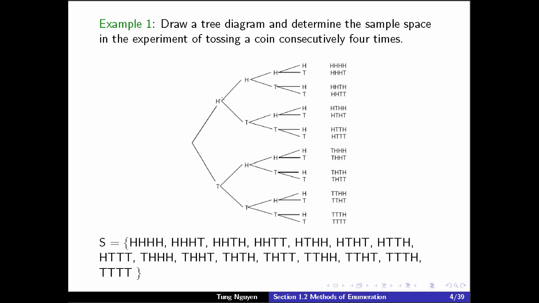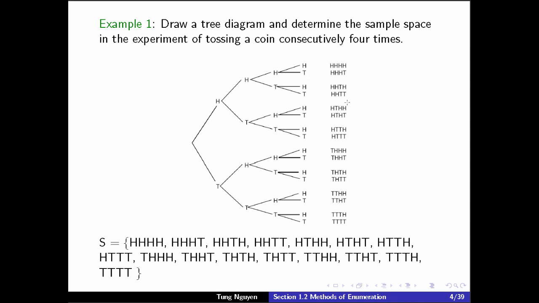Then for the second toss, again from each of the first head and tail, we have 2 branches coming out of those head and tail, representing the possible outcomes of the second toss. And we do it again for the third toss and the fourth toss. Every time we have 2 possible outcomes. That means there are 2 branches coming out from the last endpoints.